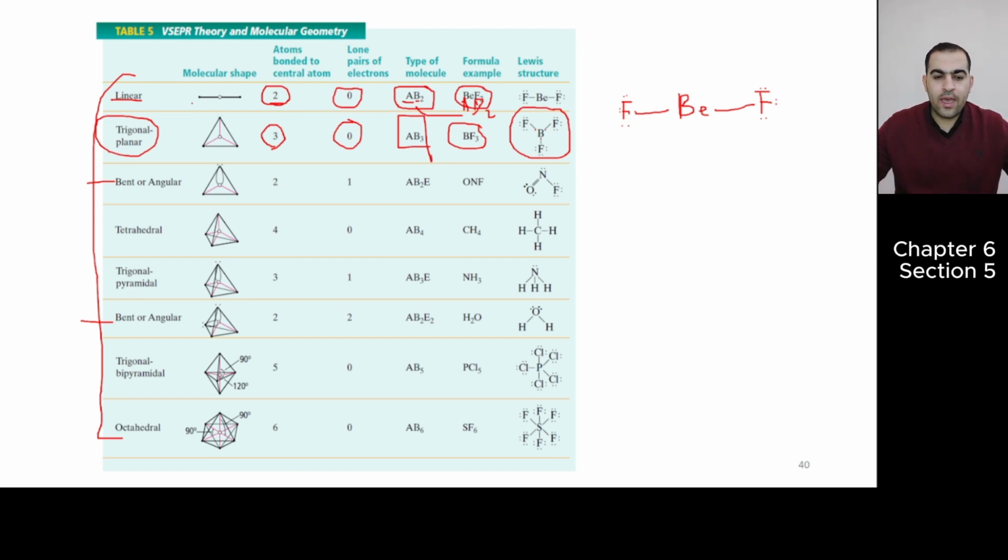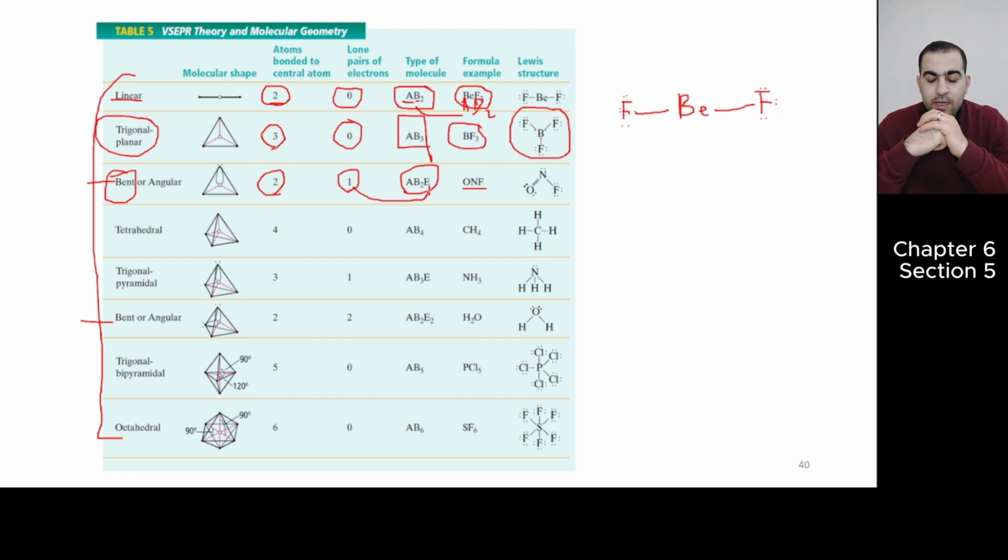Bent, guys, bent or angular, mostly we use the word bent. So 2 atoms are bonded to the central atom, but there is a lone pair on the central atom. Okay, ONF here. So AB2E, guys. Here E means what? 1 lone pair. When it's E2, 2 lone pairs. So this letter E represents a lone pair. So when you memorize, bent means 2 atoms bonded to the central atom, meaning AB2, and it has a lone pair, E. Know this. Then I give an example.